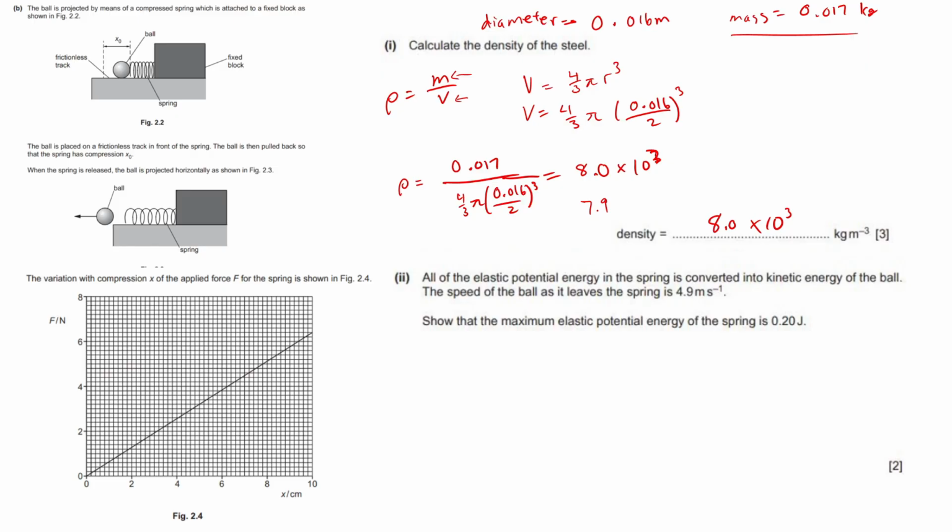continuing on, the speed of the ball as it leaves the spring is 4.9 meters per second. Show that the minimum elastic potential energy of the spring is 0.2 joules. We have to use the kinetic energy formula, which we solved earlier. Kinetic energy is going to be equal to 1/2 multiplied by 0.017 multiplied by our velocity squared, which is going to be 4.9. And then we're going to get 0.2 joules, which is going to be the elastic potential energy, simply because the potential energy is going to be converted into kinetic energy.